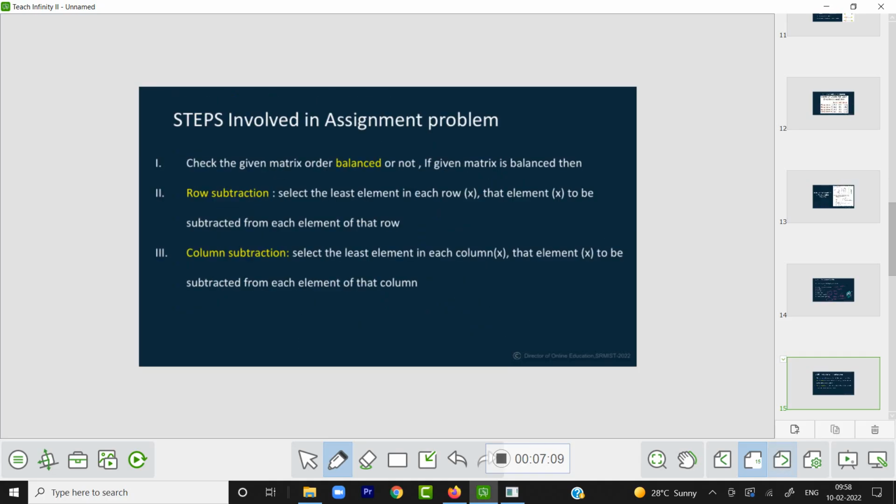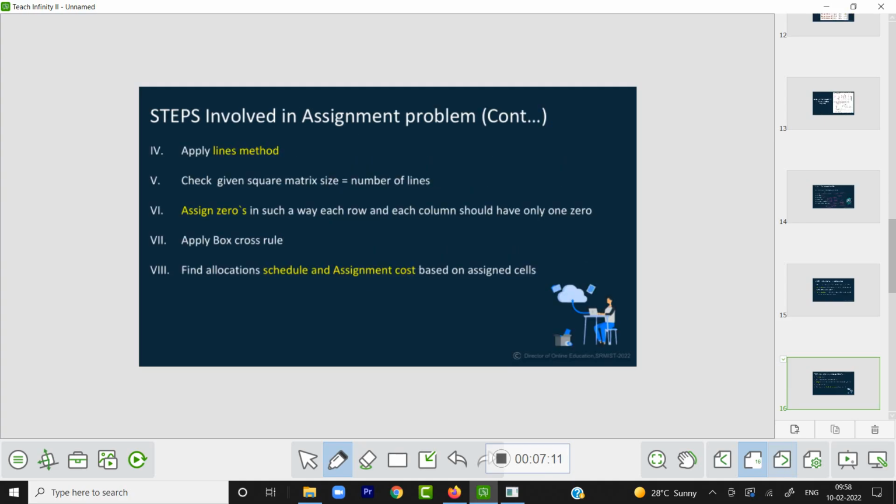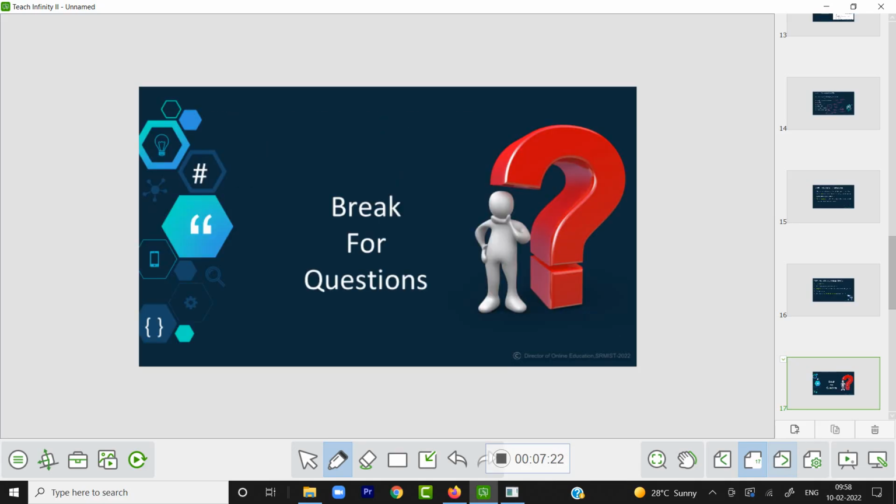This we will explain in the next presentation: column subtraction, row subtraction, lines method, assigning zeros, applying the box cross rule, and the schedule and cost. So that's it, we break for questions.